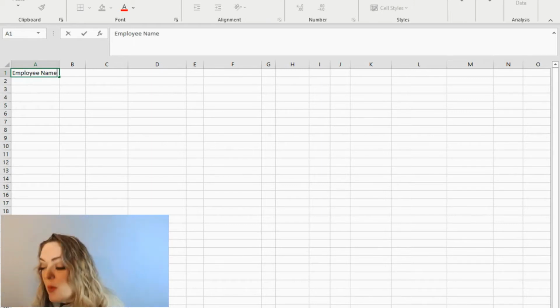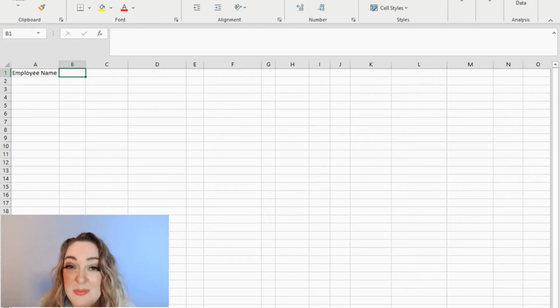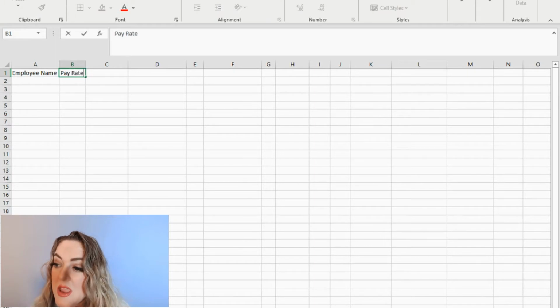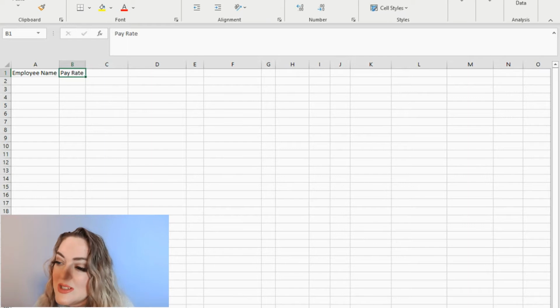Anyway, so as we start this workbook or this sheet for the payroll budget, first column is always going to be the employee. Because you need to know who you're talking about. I mean, what good is a payroll budget if you don't know who your employees are? Your next column will be your pay rates.